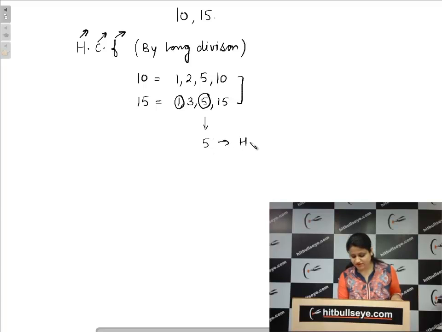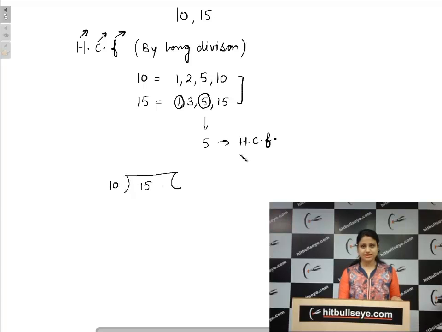So what is the HCF of 10 and 15? It will be 5. See, in this case 10 and 15 are smaller numbers and there are only 2. In case of bigger numbers or many numbers, we can go by the long division method. What is the long division method? This is nothing but conventional division. We will take the bigger number inside and the smaller number outside. I mean, we will take the bigger number as dividend and the smaller number as divisor.